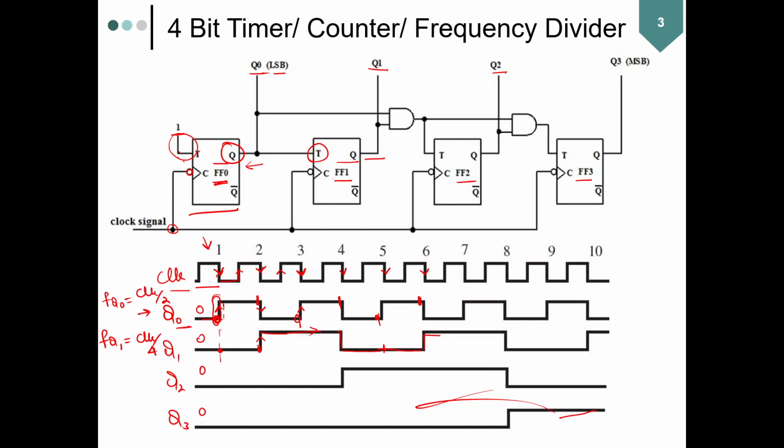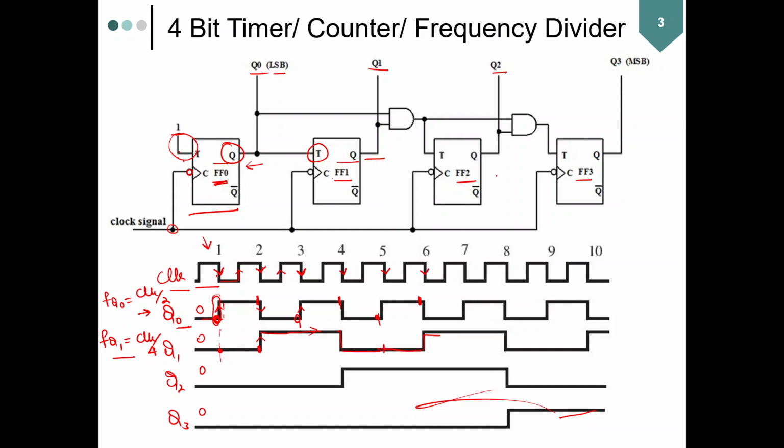Now if you measure the frequency of Q1, it is clearly half the frequency of Q0, which is half the frequency of the input clock. So that means that the output clock of flip-flop 1 is obviously the input clock divided by 4. Now we repeat the same argument for Q0, Q1, and Q2, which is flip-flop 2.